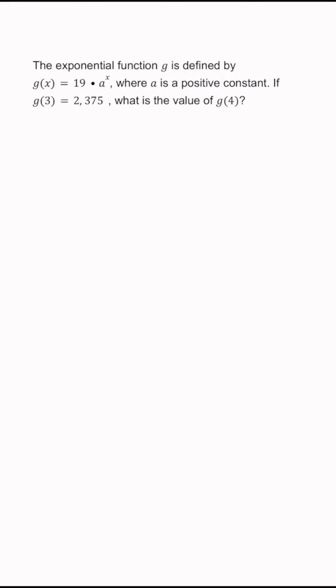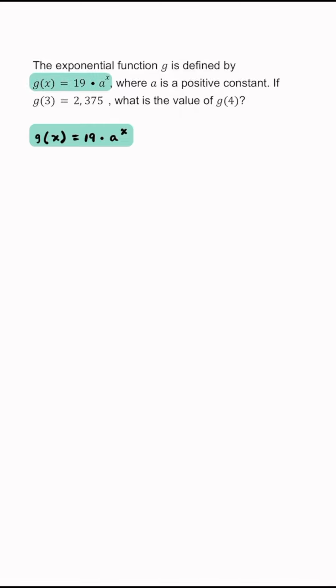Here's an SAT or ACT practice problem dealing with an exponential function. The exponential function g is defined by g of x is equal to 19 times a to the x power, where a is a positive constant. If g of 3 is equal to 2,375, what is the value of g of 4?